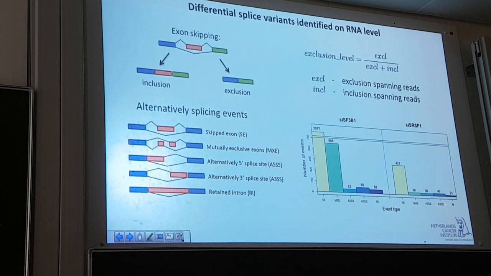for each condition: the down modulation of SF3B1, which is a not sequence-specific splicing factor, and down modulation of SRSF1, which has a more targeted role in the cell. So obviously for this one we obtained more events.